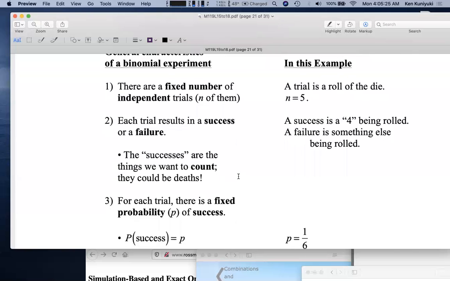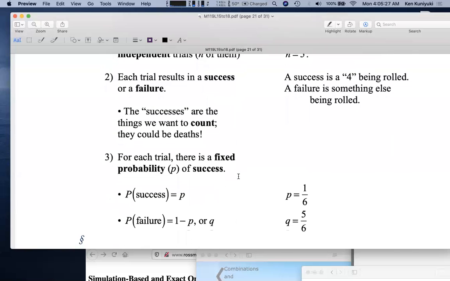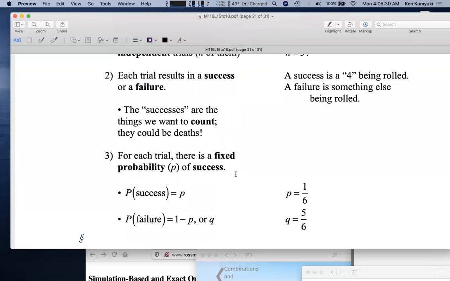Number 3, for each trial, there is a fixed probability of success, and we call that fixed probability P. In the case of dice, P, the probability of rolling a 4, is 1/6. The failure probability is the complement, 1 minus P, or what we call Q. Q is 1 minus 1/6, or 5/6, the probability that a die comes up something other than a 4. In the Monty Hall problem, P is 2/3 and Q is 1/3.